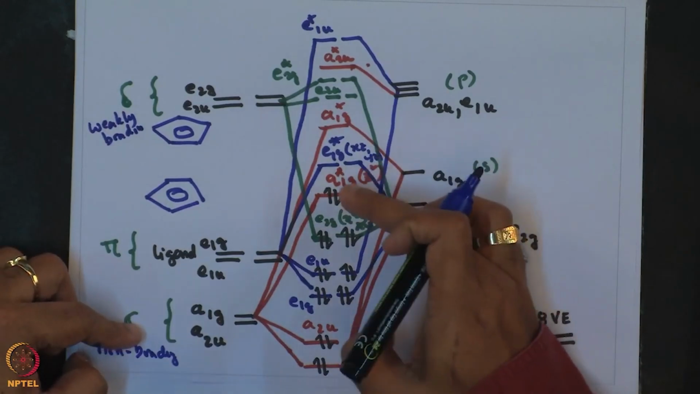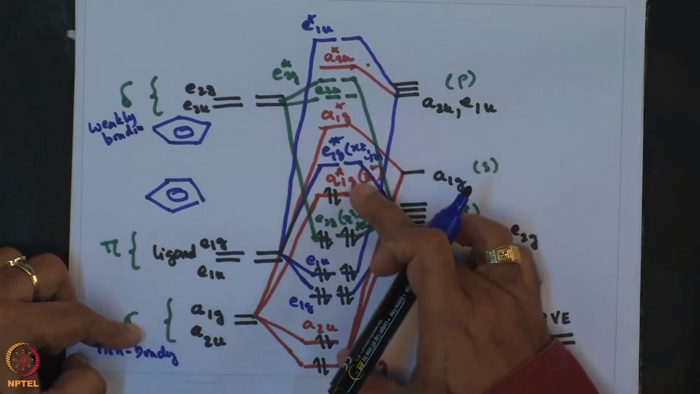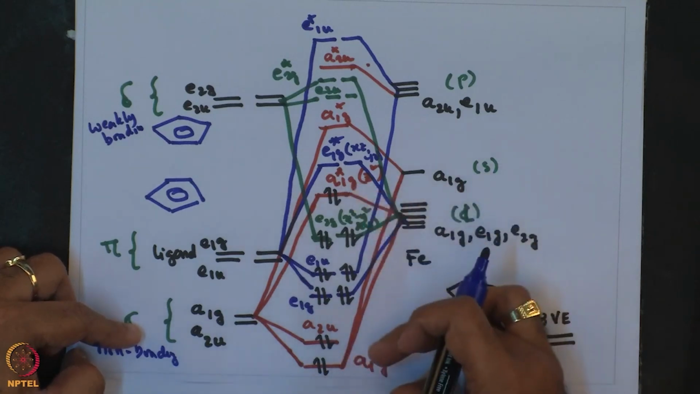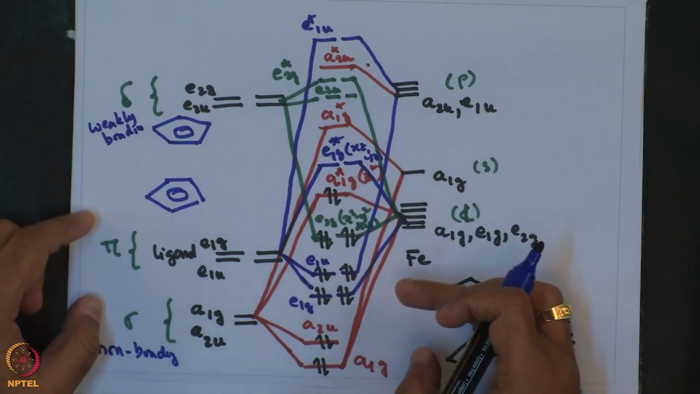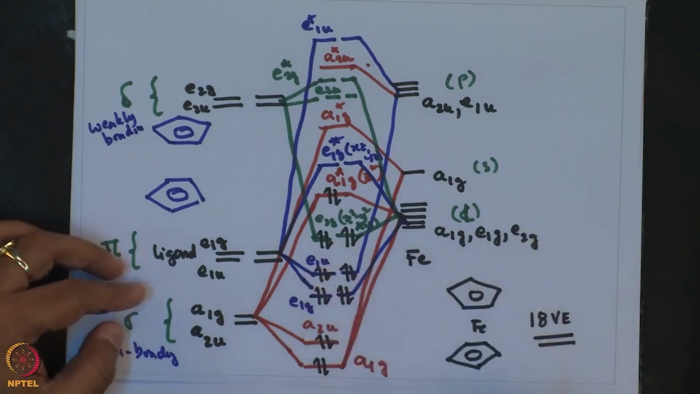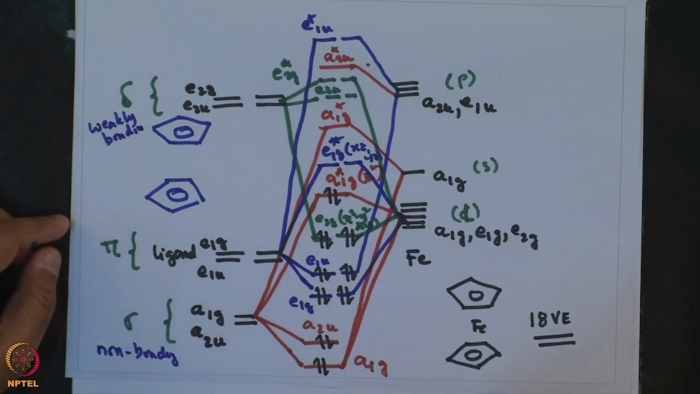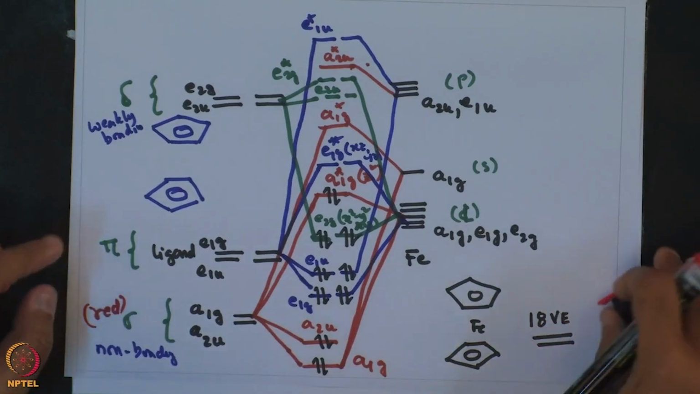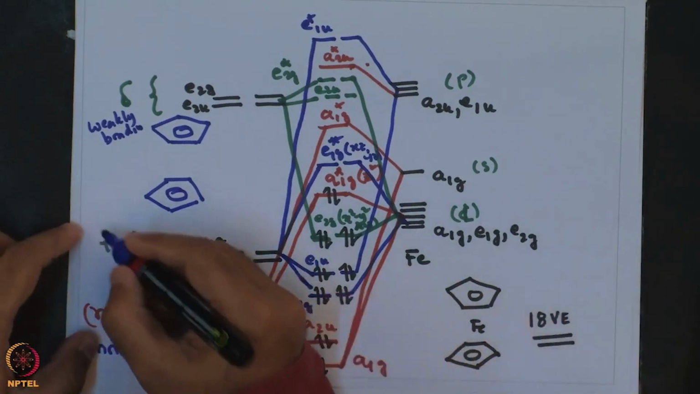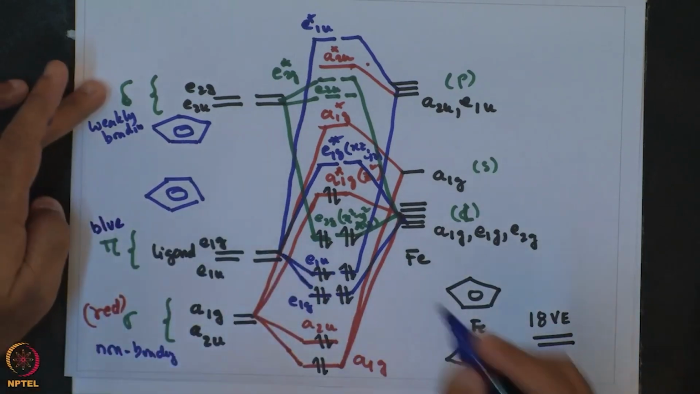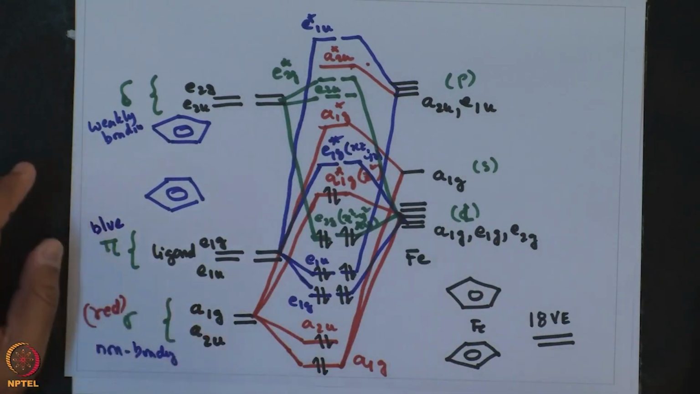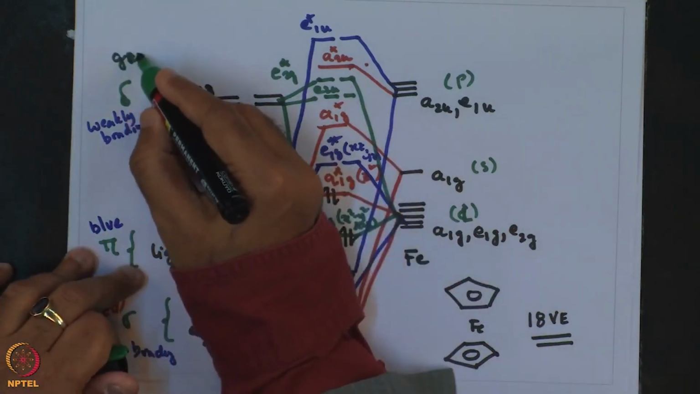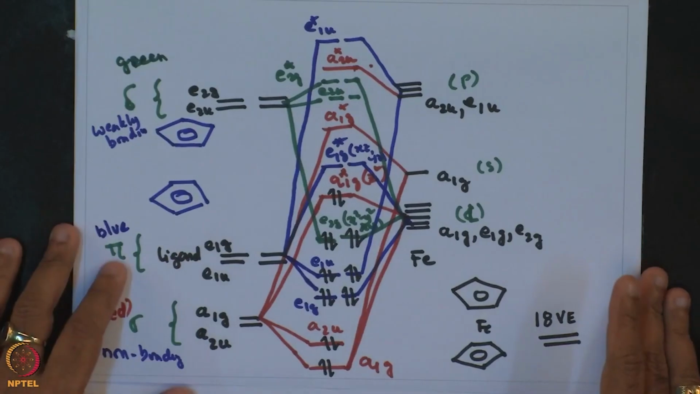Sigma is non-bonding because A1G and A1G star are both equally populated, so it cuts off, and the predominant interactions are thus these pi interactions, which are the major interactions. So let me just reiterate that sigma interactions are shown in red, pi interactions are shown in blue, and delta interactions are shown in green. And this provides a very important treatment of orbital interaction in ferrocenyl complexes.